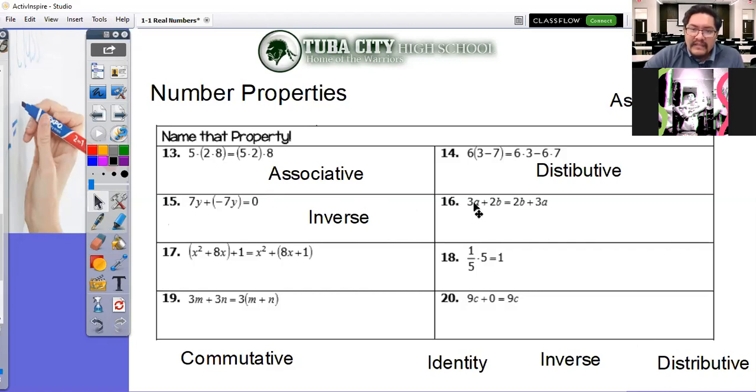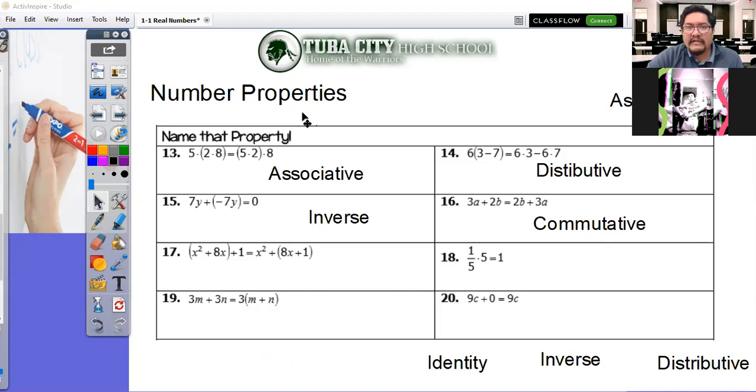Okay, so here we got some letters, but don't let that scare you, because here I have 3a plus 2b and 2b plus 3a. Now there's multiplication going on, but 2b and 2b are still together. 3a, still together. So we didn't change any multiplication, we only changed the addition. And in this case, we changed the order. Order means which one goes first.